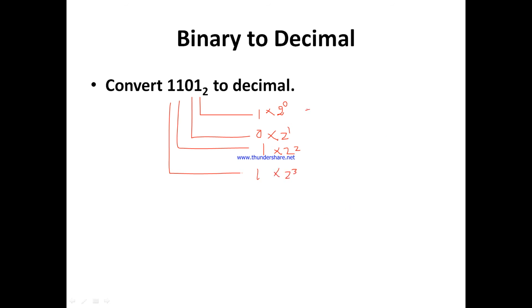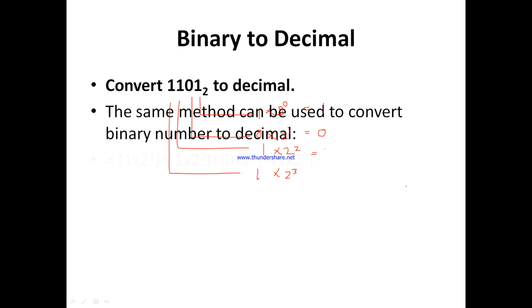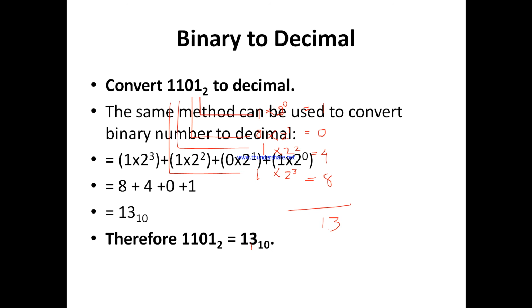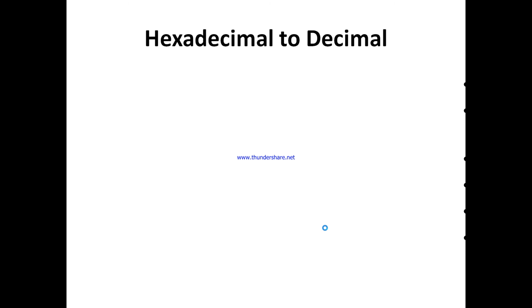So the equivalent value is 1 into 2 power 0, so 1 into 1 is equal to 1. Then this is 0. Then 1 into 2 square is equal to 4. Then 1 into 2 power 3 is equal to 8. So 8 plus 4 plus 1 is 13. So the final answer is 13. This is the conversion of binary to decimal.